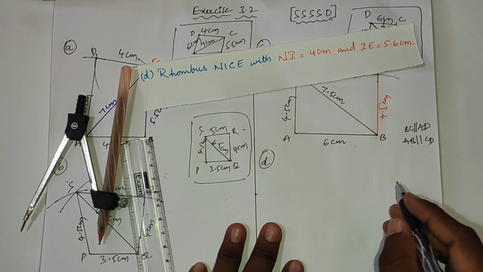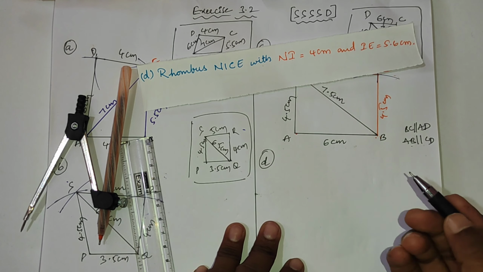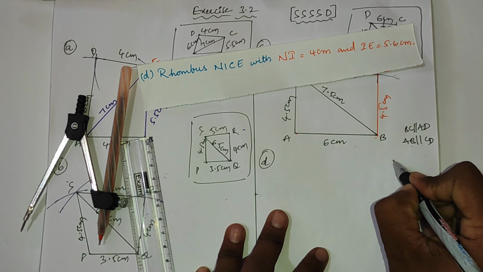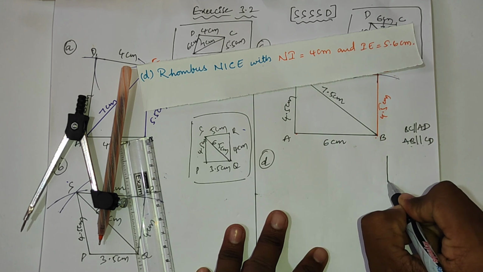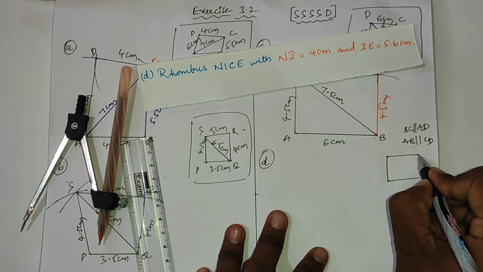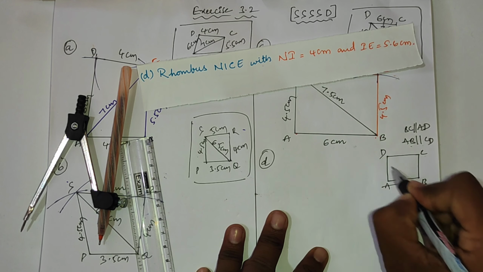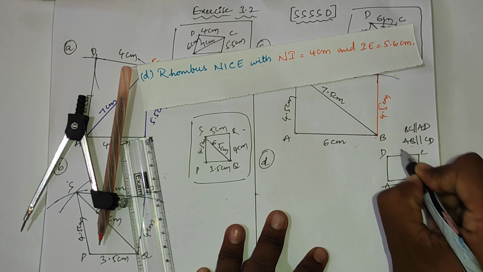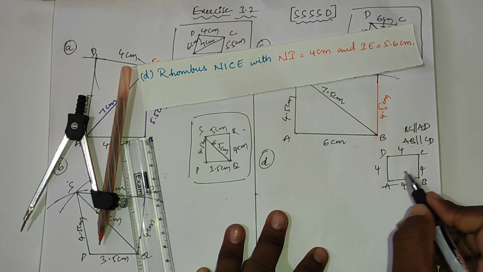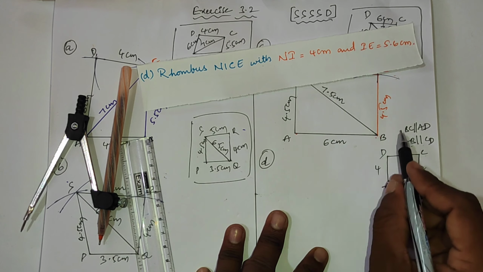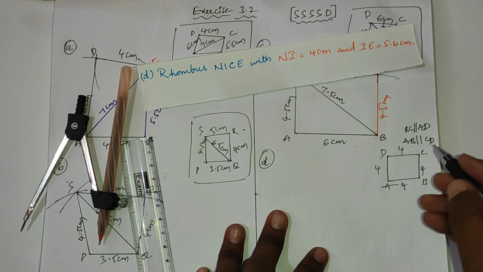So first we'll draw a rough sketch here. We know that all sides are equal in a rhombus, so I am drawing it like a square here. A, B, C, D, with 4, 4, 4, 4. All are 4 centimeters only, right? Then the given diagonal. What is the length of the diagonal given? Sorry, given NICE.